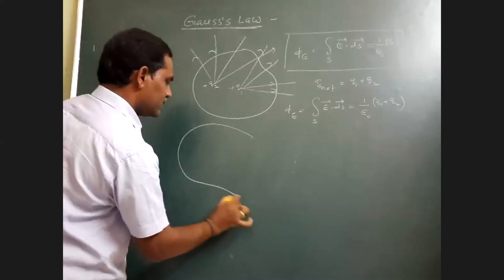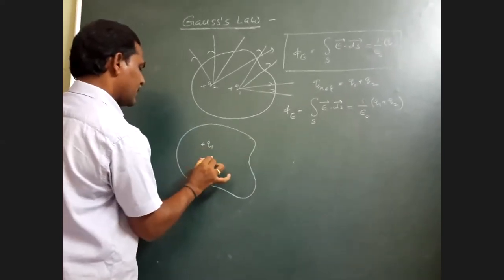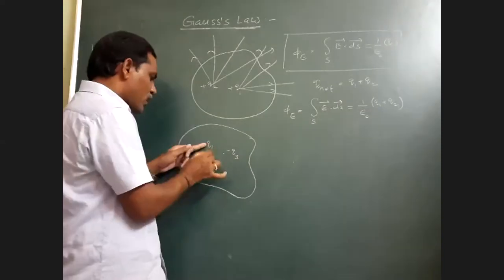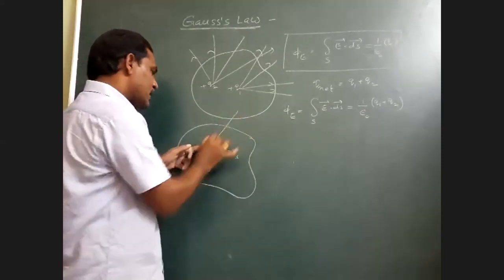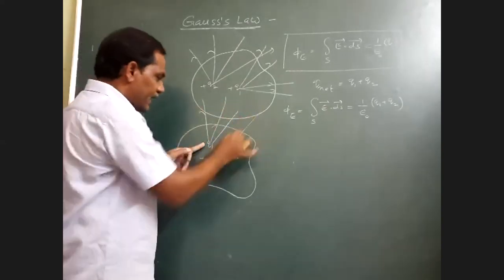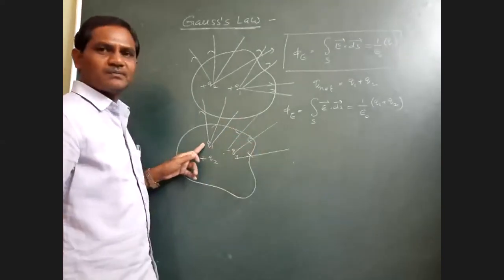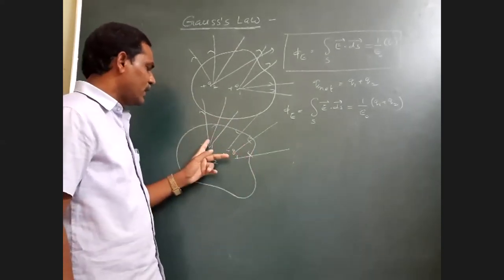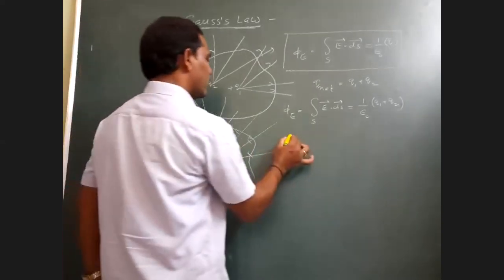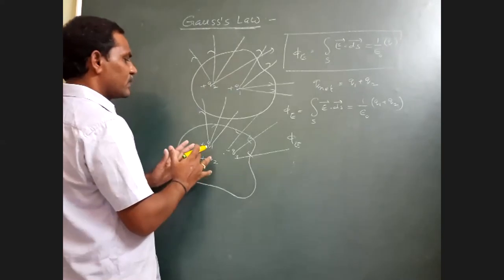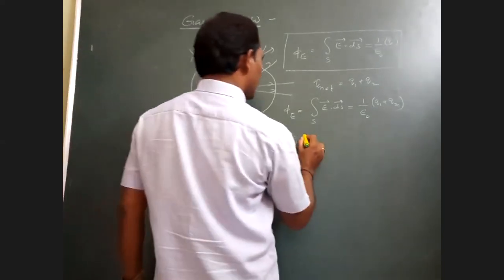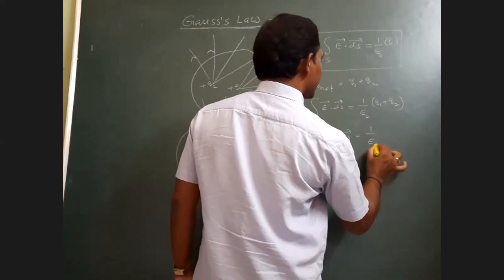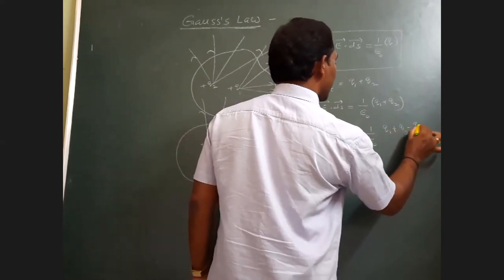Now I consider three charges. One is Q1, another is plus Q2, and the third charge is minus Q3. So here two are positive charges, one is a negative charge. Due to the positive charge, the flux is outward. Due to the negative charge, the flux is always in the inward direction. This is the outward flux, and this is the inward flux. So what is the net charge enclosed by this closed surface? Q1 plus Q2 minus Q3. Now the net flux, the total flux that comes out through this closed surface, is equal to the surface integral of E bar dot ds bar, which equals 1 by epsilon naught into the net charge Q1 plus Q2 minus Q3.